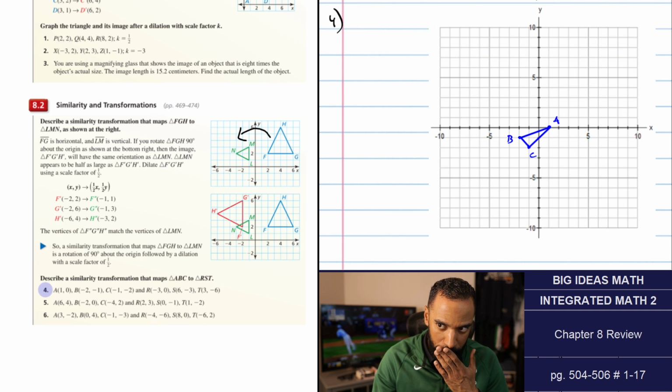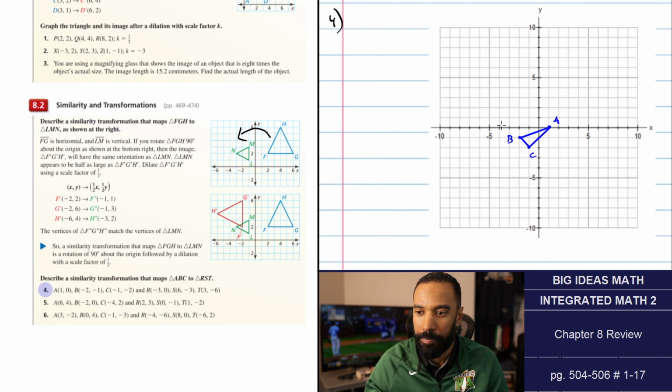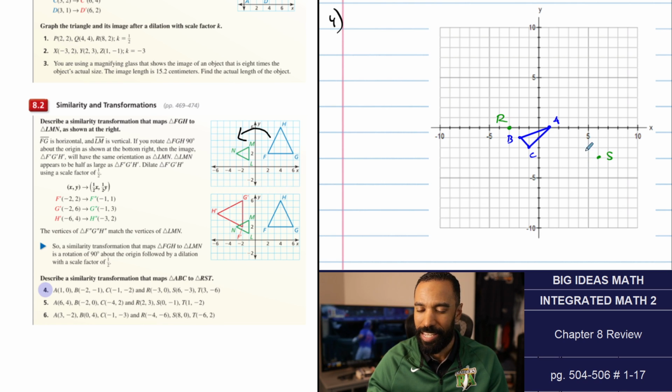Excuse me. R, and I can already imagine it's some sort of reflection or a rotation. R is at -3, 0. S is at 6, -3. Okay, I think it's a reflection. S is at 6, -3, and T is at 3, -6.